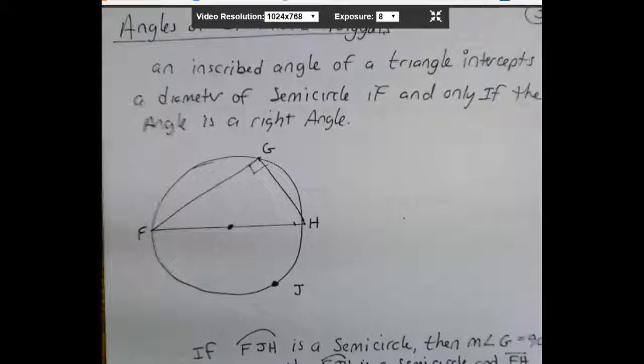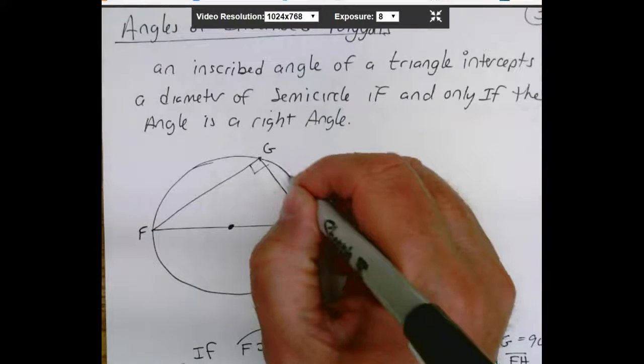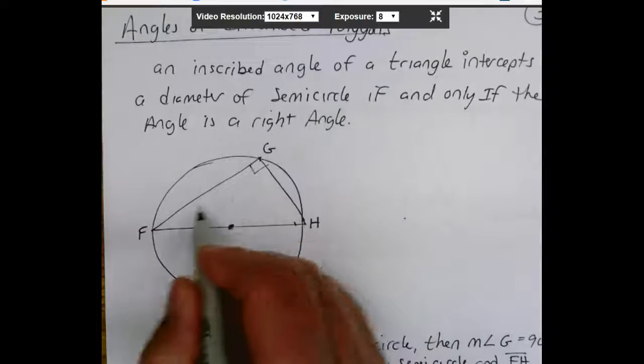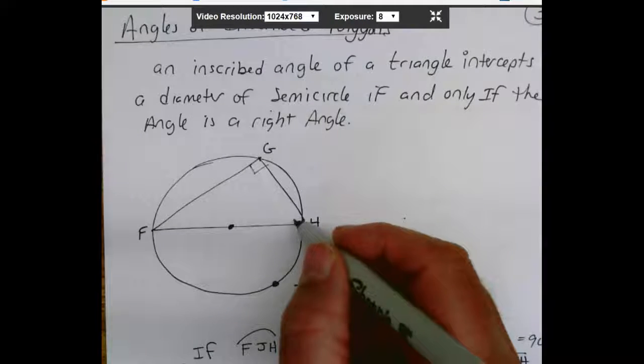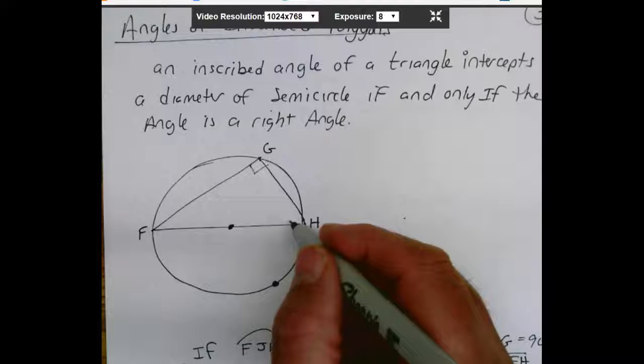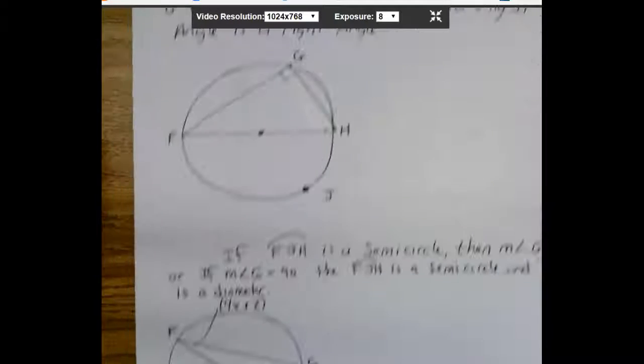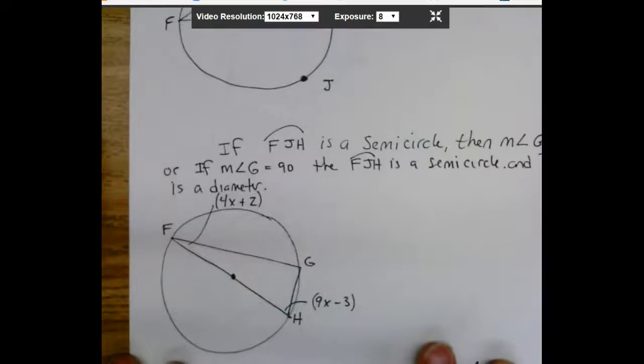Okay, and then we can use that to help us figure some things out, because if we knew what this arc was, we could then figure out what this angle is, and then we'd know this angle, and we could use Pythagorean theorem and figure out what that angle is, right? So let's look at an example of that.